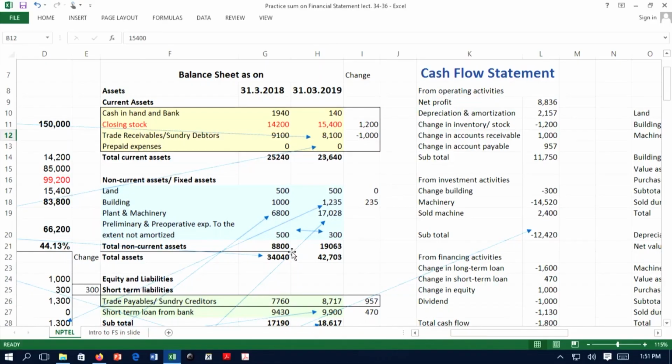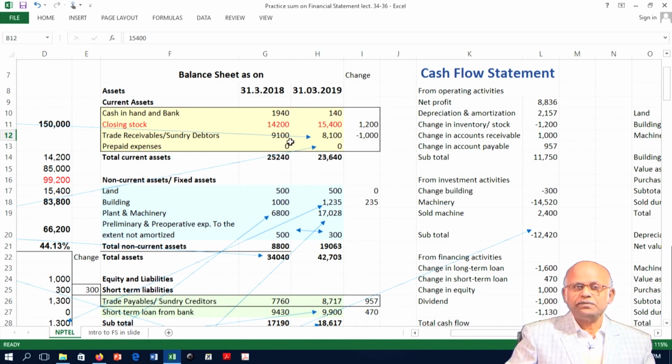Welcome. We will continue from the previous session. We have seen that while estimating the profit and loss account, we estimated depreciation, and in the process of estimating depreciation, we have populated the book value of building asset and plant and machinery.